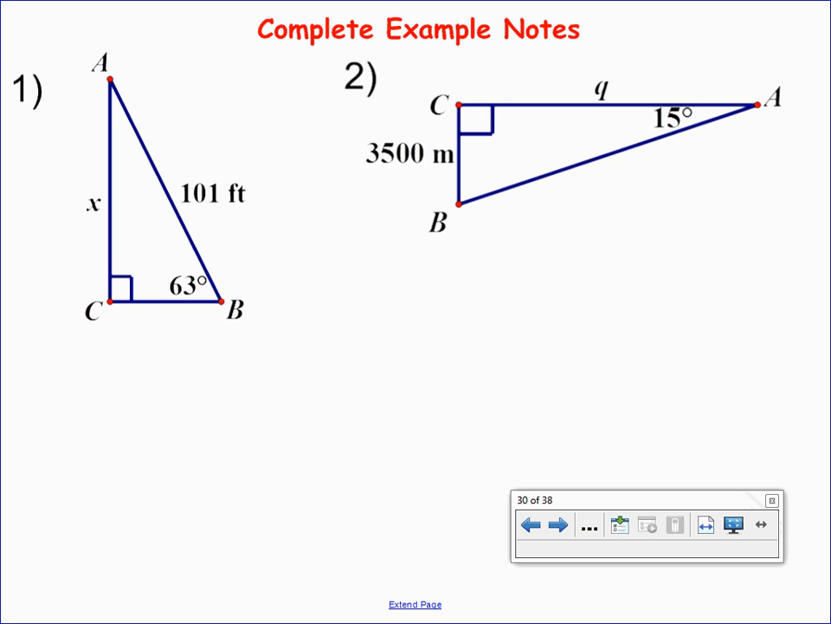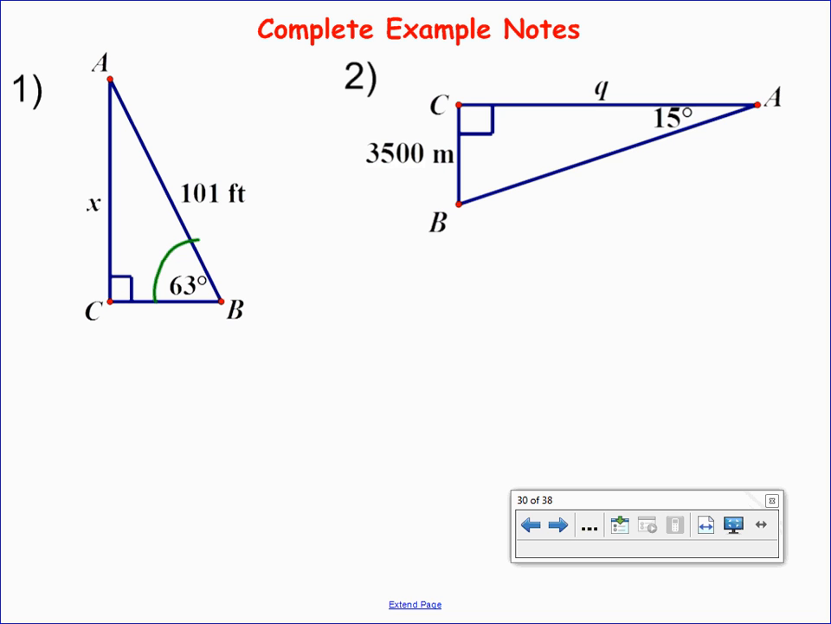And so it looks to me like in number one, we're looking for a missing side length. So we'll start with which trig ratio, sine, cosine, or tangent, involves my known angle, my known side, and my unknown side. So let's go to my known angle. My known acute angle is 63 degrees. In relation to 63 degrees, is X opposite, adjacent, or hypotenuse? Mark? Opposite. Good. The 101 looks like it's the hypotenuse because it's my longest side across from the right angle.